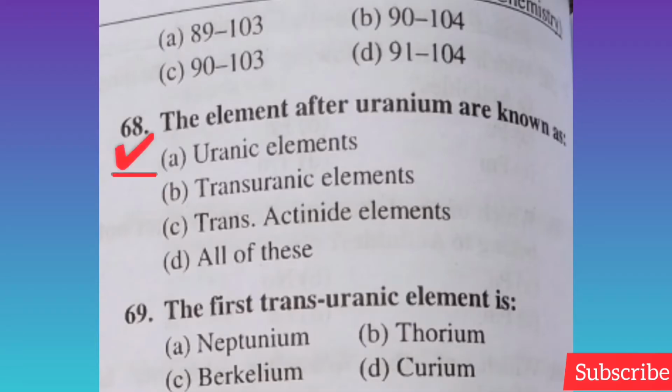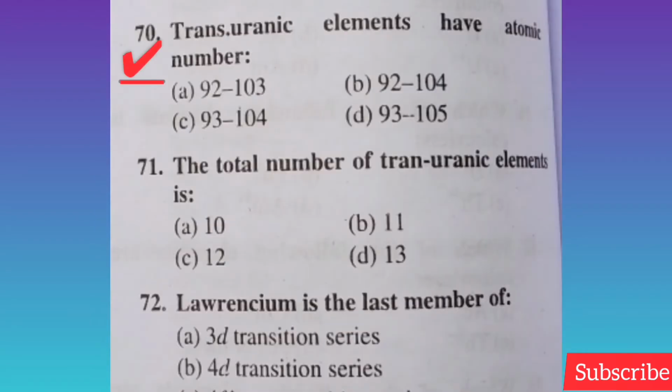Next question, the elements after uranium are known as transuranic elements, option B is correct. Next question, the first transuranic element is, option A is correct. Question number 70, transuranic elements have atomic number. In this question all the given options are wrong. The right answer will be 93 to 103.